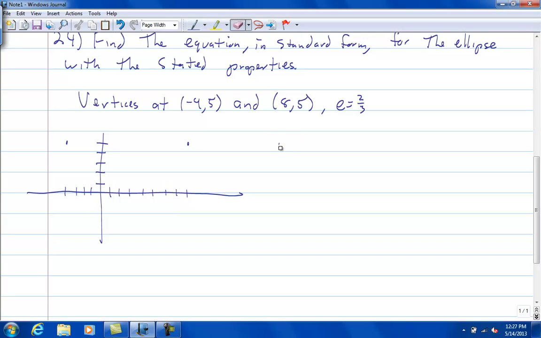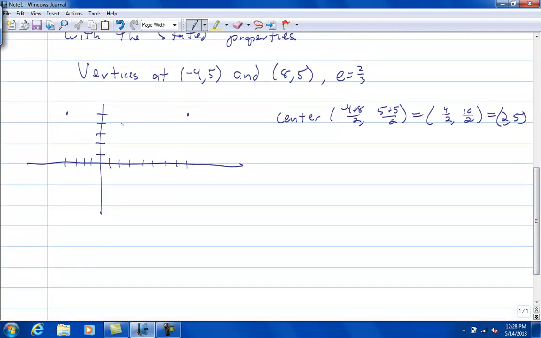The center is the midpoint between the vertices, and that's going to be -4 plus 8 over 2, 5 plus 5 over 2, and that's going to be 4 halves, 10 halves, which is at 2, 5. So that tells us quite a bit. First, 2, 5 is the center. But in our equation, it's going to be x minus 2 squared over something plus y minus 5 squared over something equals 1.